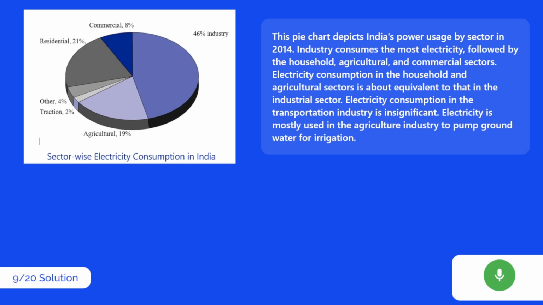Electricity consumption in the transportation industry is insignificant. Electricity is mostly used in the agriculture industry to pump groundwater for irrigation.